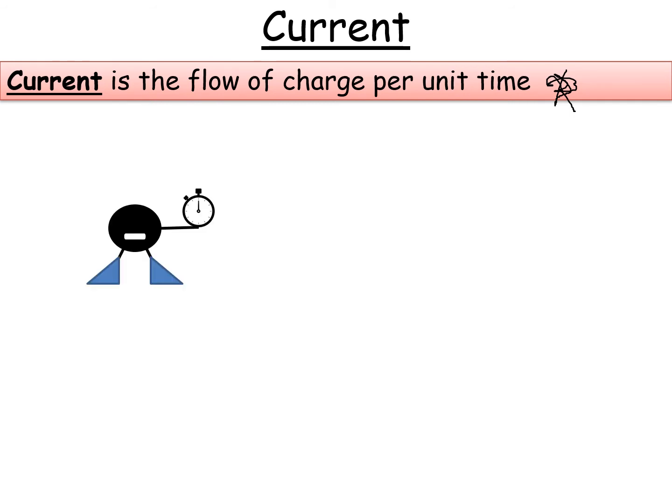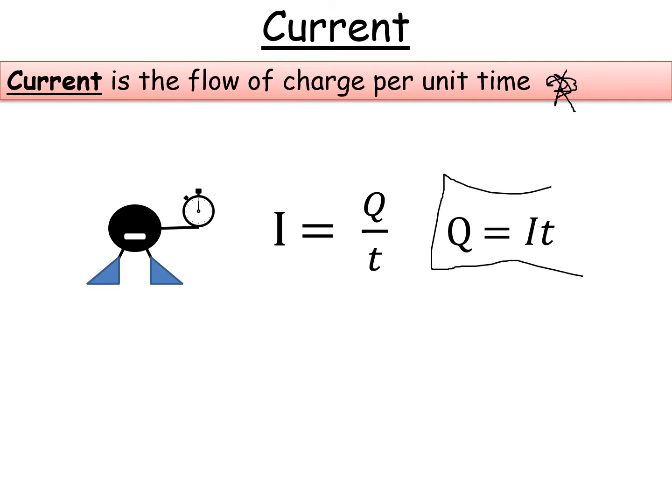So here's the equation. I is equal to Q over T, or the way you will find it in your equation sheet is Q is equal to IT. So this is the one that you will see in your relationship sheet. I'll try and post that in the files a bit later on at some point. And this is how you'd rearrange it to give you the current.